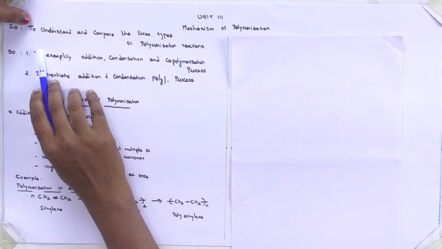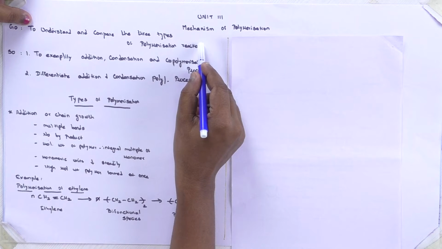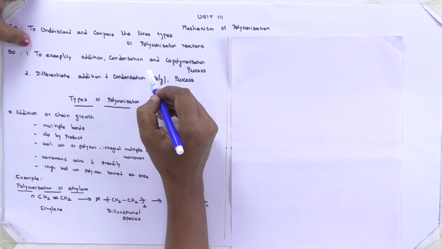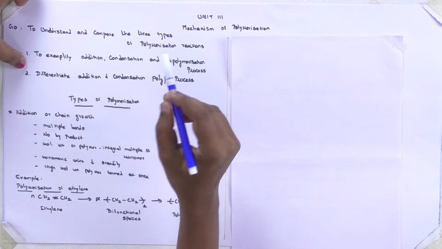Let us go to the first session of Unit 3, which has the general objective to understand and compare the three types of polymerization reactions, which are addition, condensation and copolymerization reactions. To reach this general objective, we are going to study addition, condensation and copolymerization reactions with examples. And a second specific objective is to differentiate two of these polymerizations, addition and condensation, where we compare how these two polymerization processes occur.